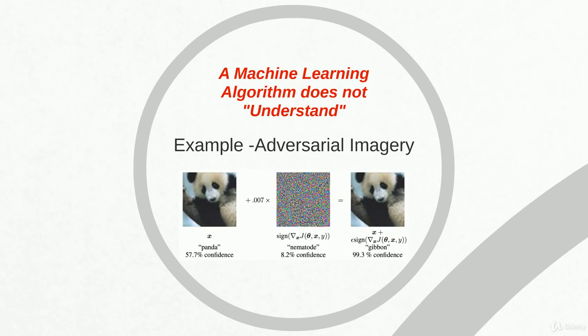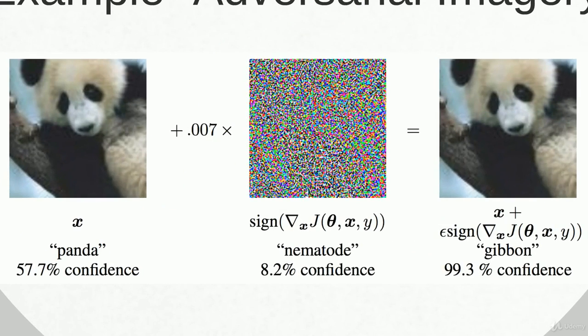So here's an example of why a machine learning algorithm does not understand. And that example is adversarial imagery. So this would be a deep neural network, and it's being used for an image classification task. On the left here, we have a panda, which is classified with fairly good confidence.